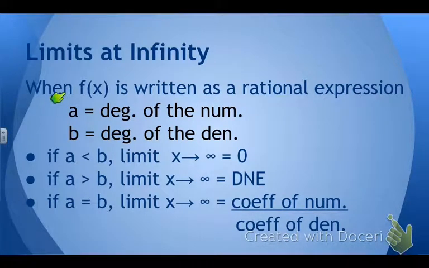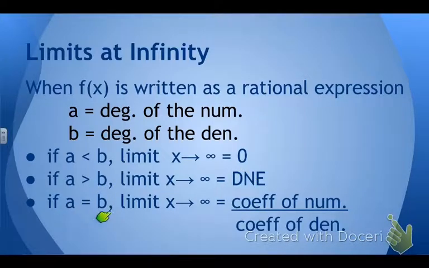This is just a summary again of the rules for horizontal asymptotes. So it says when f of x is written as a rational expression, or in other words, a fractional expression, a is the degree of the numerator and b is the degree of the denominator. So these are the rules for horizontal asymptotes. If a is less than b, then as we go towards infinity, we have a horizontal asymptote at 0. If a is greater than b, as we go towards infinity, the asymptote would not exist because the function would either go forever up or forever down.